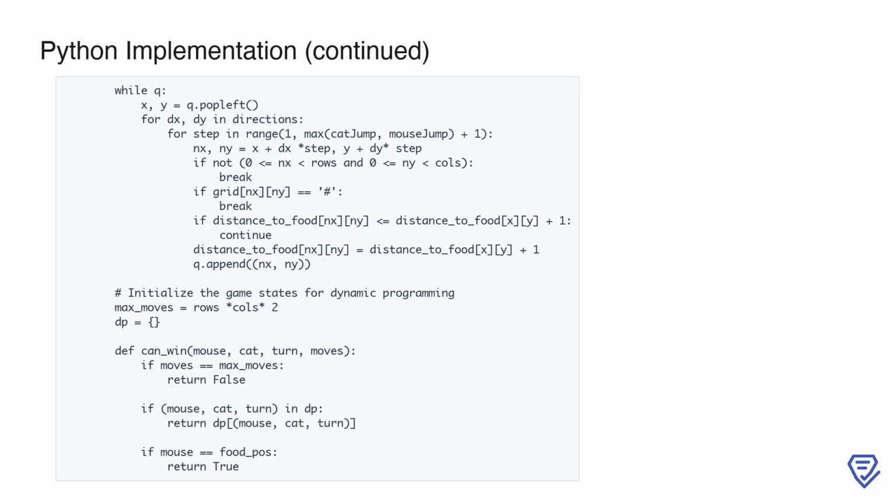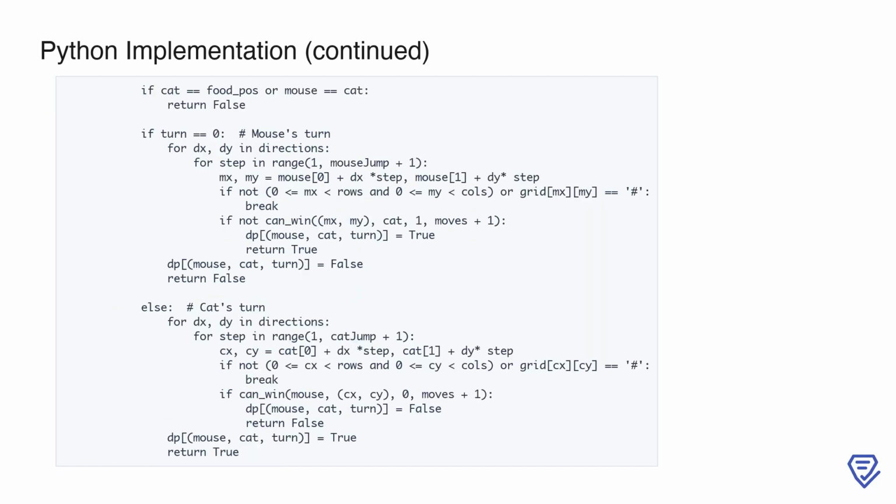If the maximum moves are reached, the game ends in a draw, resulting in a loss for the mouse. In the can_win function, if it's the mouse's turn, we simulate all possible moves within its jump limit. For each move, we check if it leads to a winning state for the mouse. If the mouse reaches the food, it wins immediately. If no winning moves are found, the mouse loses this turn.